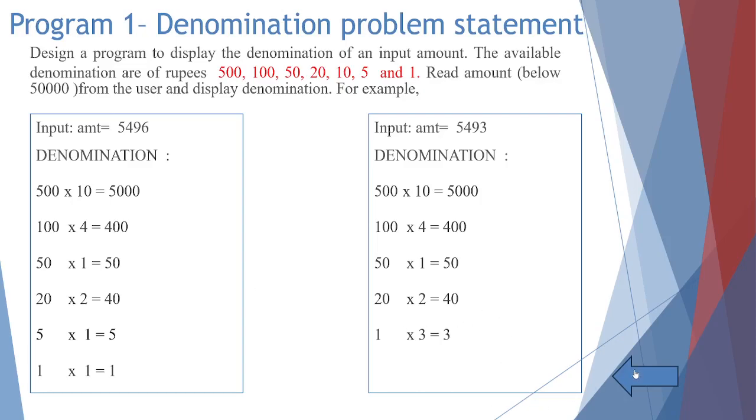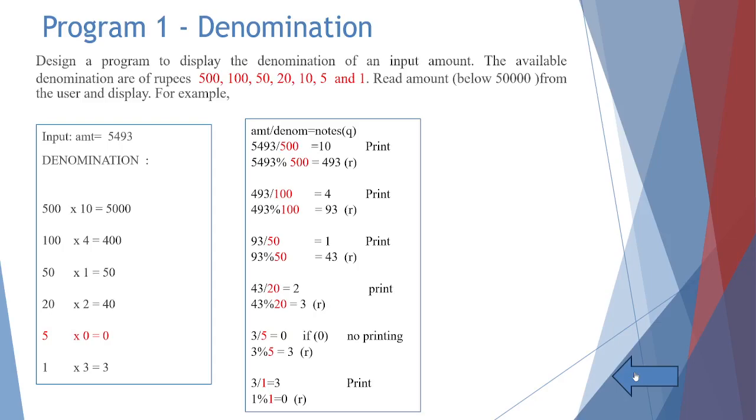So by looking at the problem statement, we need to write logic on a piece of paper. How are we doing it? See, 5,493 divided by 500 will give us 10 notes, which is required. Left side and right side: first we see the right side box, and then the left side. Then print that 10 notes are required, 500 rupee notes.